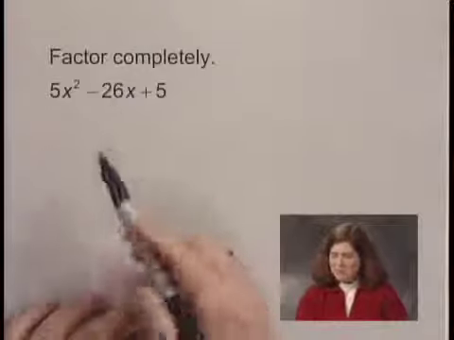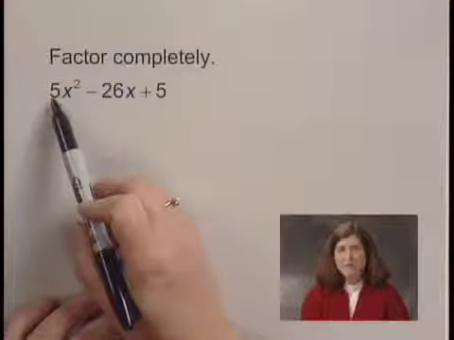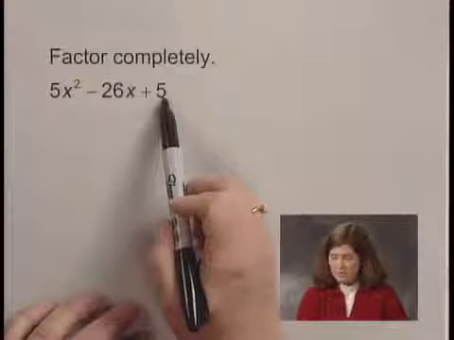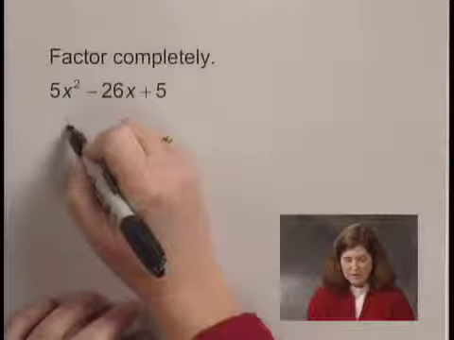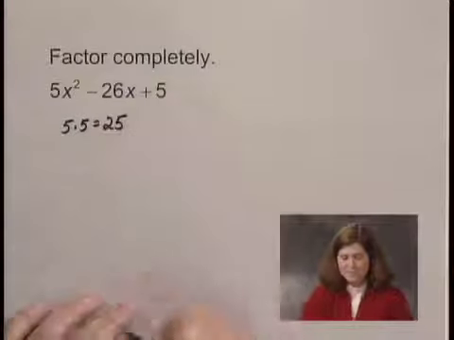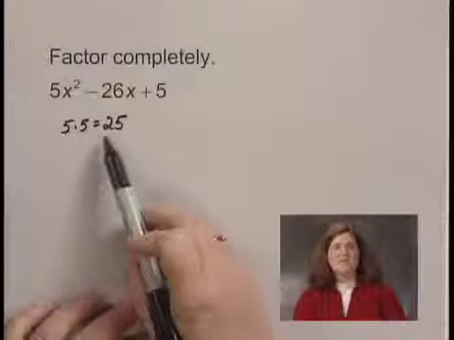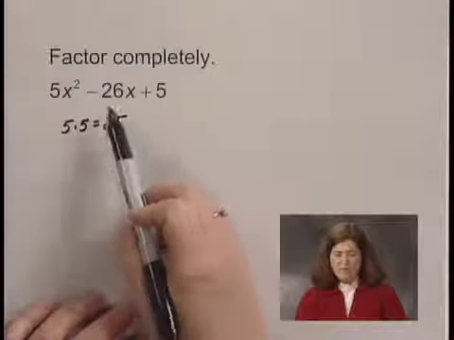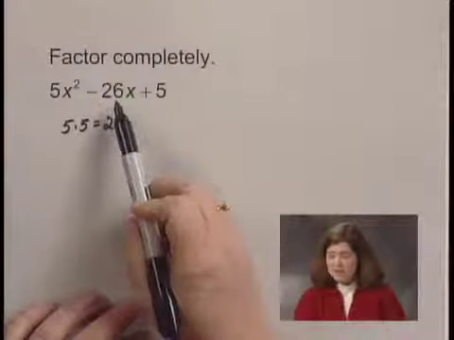Using the AC method, we first multiply the leading coefficient 5 times the constant 5, and we get that 5 times 5 is 25. Then we need to factor 25 in such a way that the sum of the factors is negative 26.